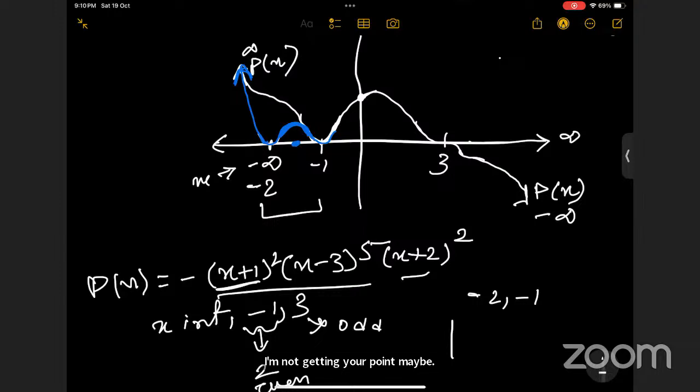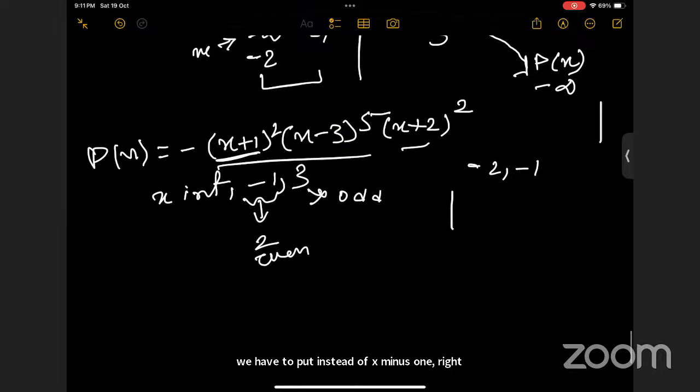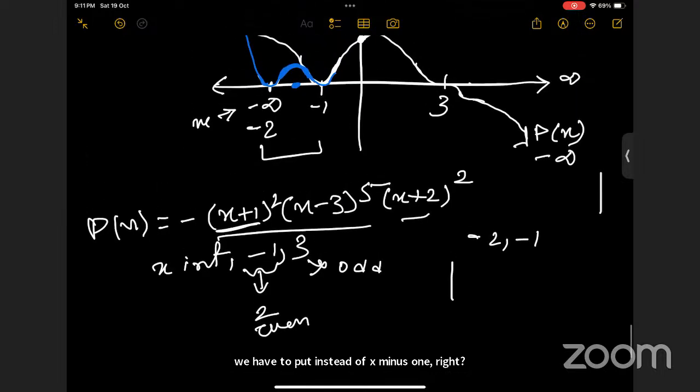X-intercept means you have to equate p(x) equal to 0. You have to calculate the roots. Here you have factors, and if you equate them with 0, then each factor will be 0 individually. From that, we can find the roots or the x-intercepts. Where x-intercept is -1, it is x minus (-1), that is why it is x plus 1.